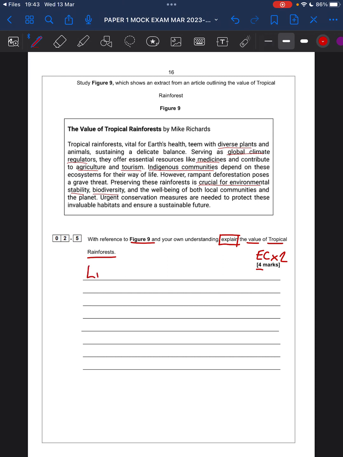What you have to be careful of in questions like this is something called lifting. Lifting is when you're just picking sentences out and pretty much just writing them in for your answer. You have to show some element of explanation. You have to be able to say, it is important for indigenous communities because. It is important for tourism because. You have to be able to show some element of understanding there.